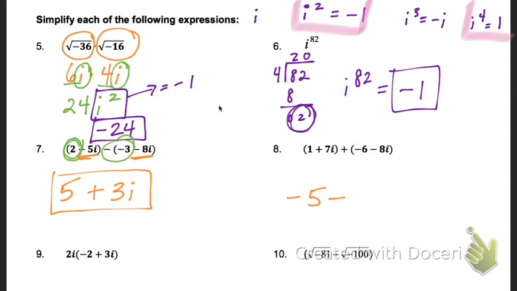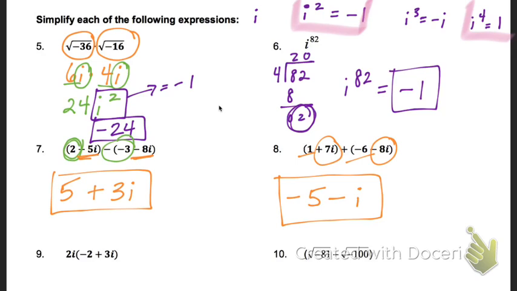-5 minus i. Yeah. Where'd you get 15? Oh, I think he did 7 plus 8. Yeah. So it'd be plus 7 minus 8. So minus i. And 1 minus 6.